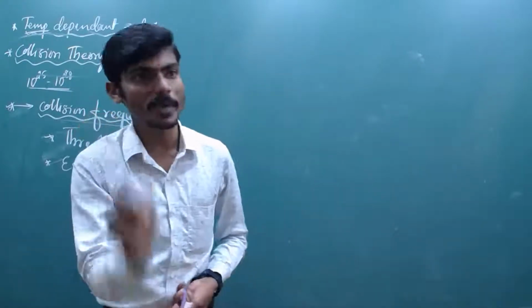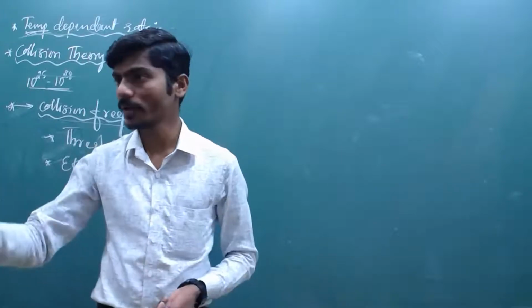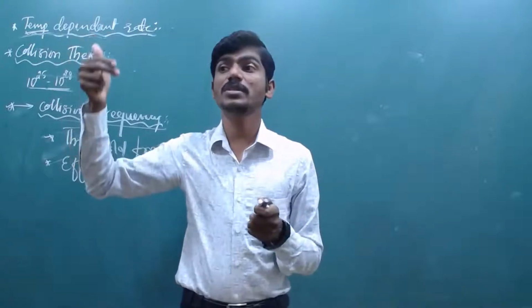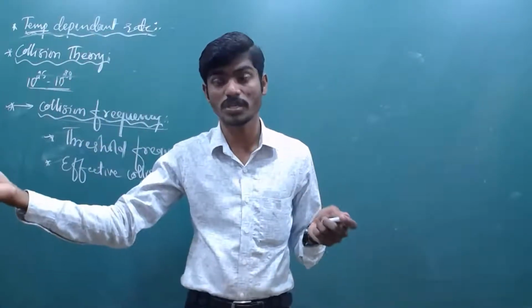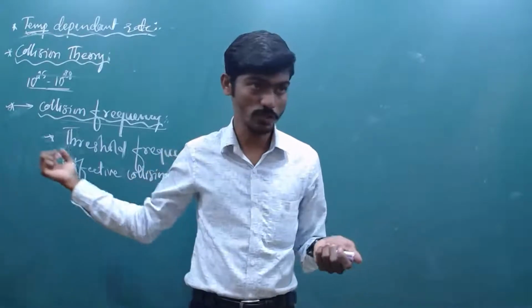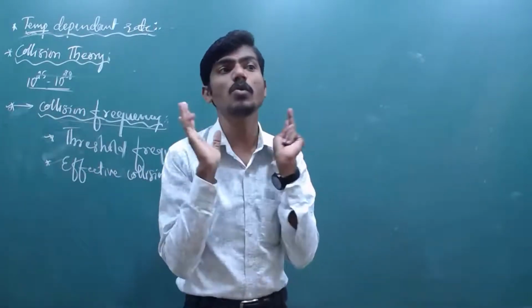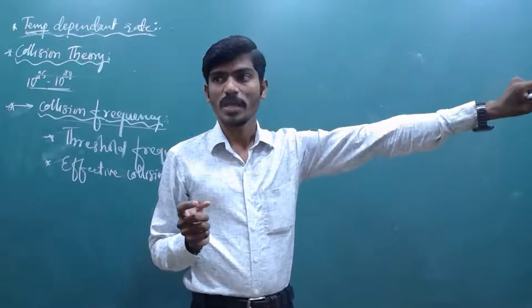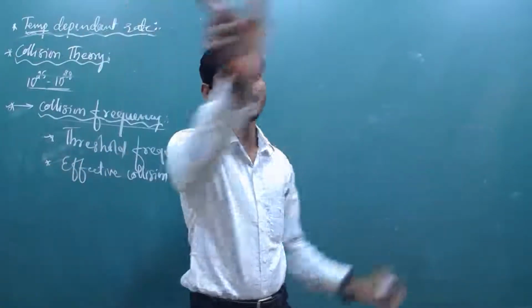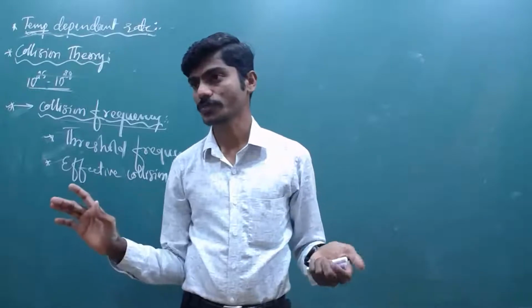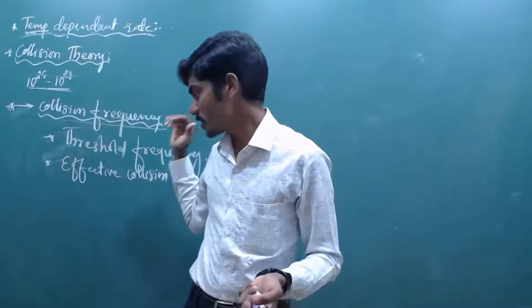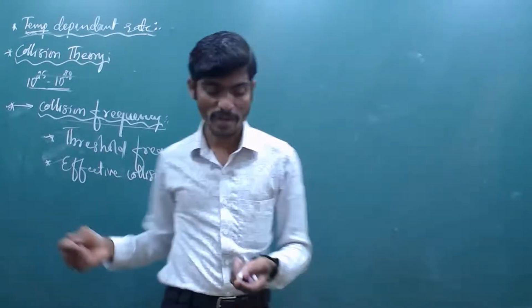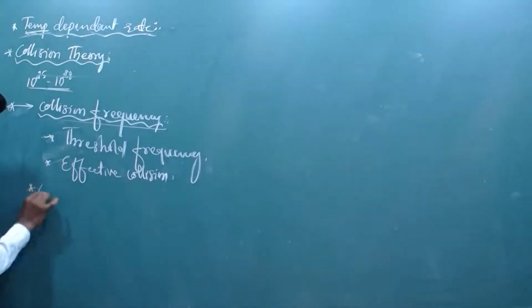For a reaction to happen, the reacting species must collide with each other. And the reacting species colliding with each other must possess some minimum amount of energy called threshold frequency, and they must collide in a proper orientation. These are the conditions for a reaction to happen. If these conditions are satisfied, then the reaction takes place and leads to the formation of product, or else not. So collision frequency, threshold frequency, and effective collisions, and one more term, the energy factor, and one more point is the orientation factor.